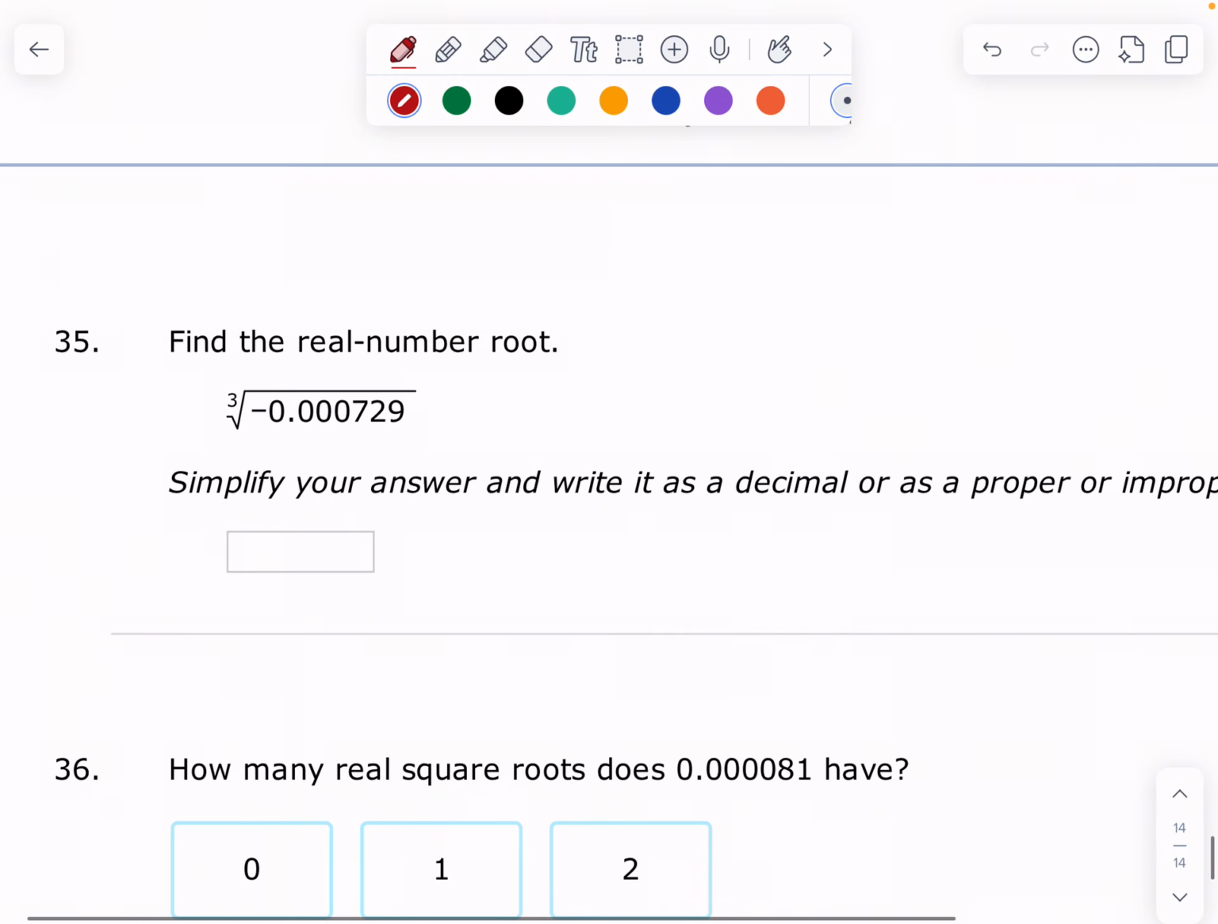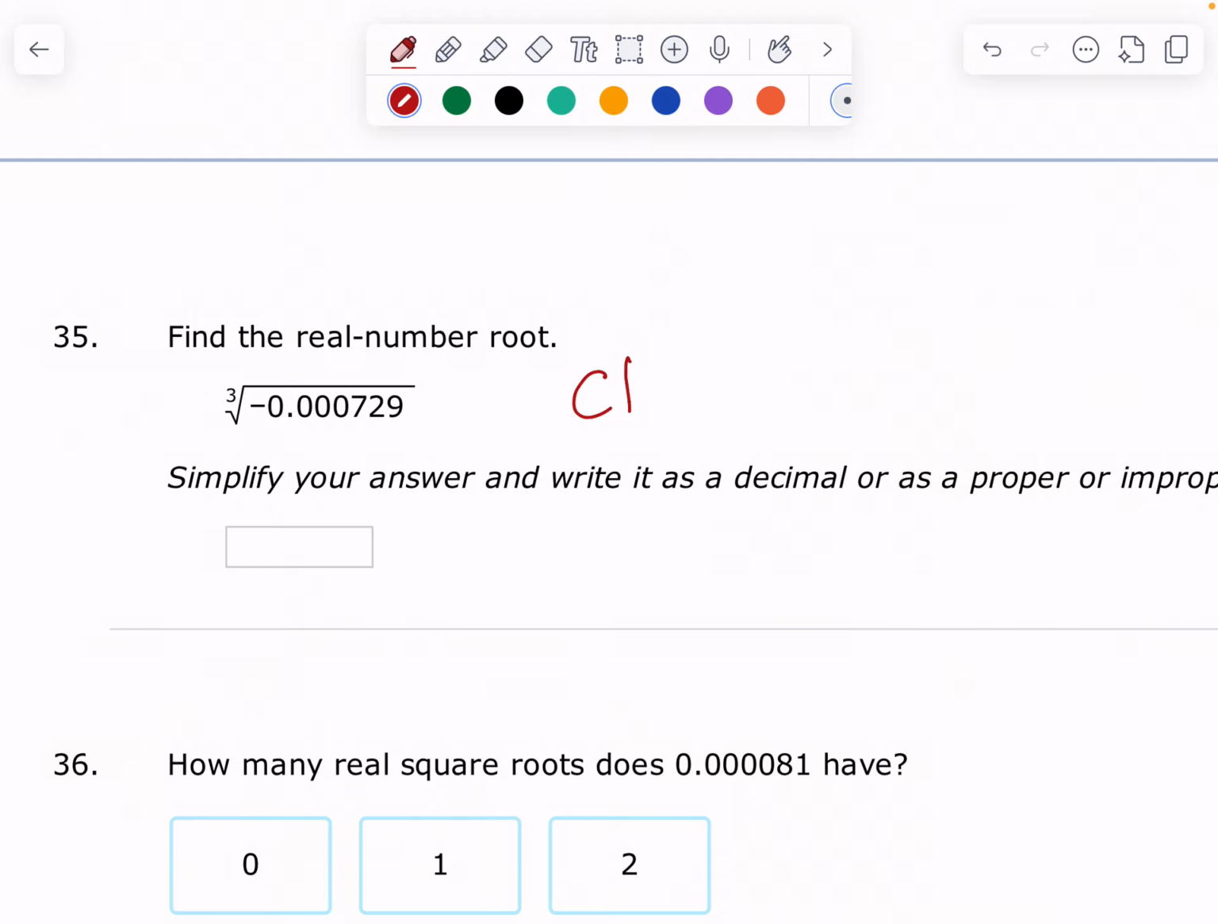Okay, this one's the same thing. Actually, you can just do CBRT and then the cube root of negative 0.000729. Type it in like that. Get the cube root symbol. Or you can do functions and scroll all the way down and change the numbers as needed. And then this is going to be negative 0.09.